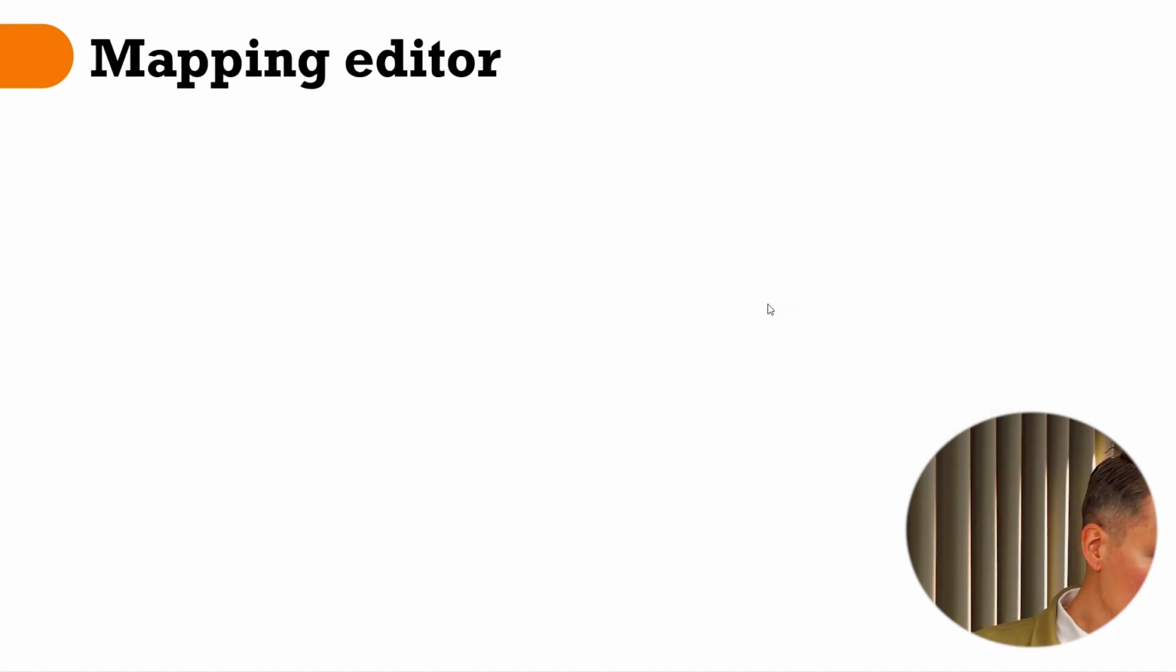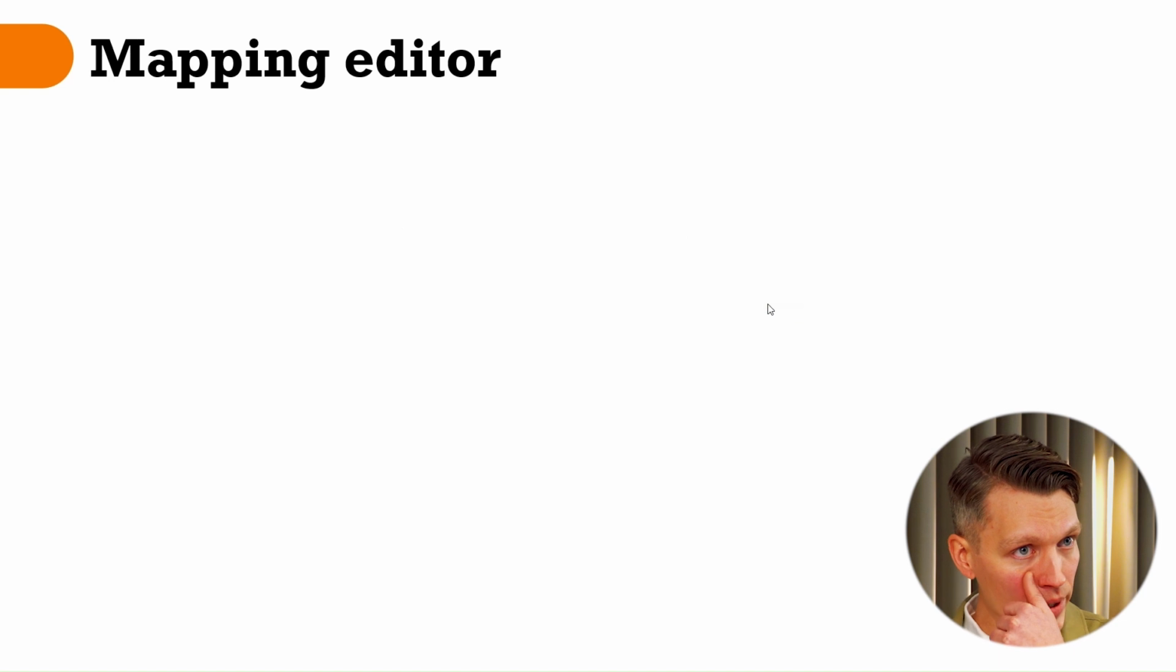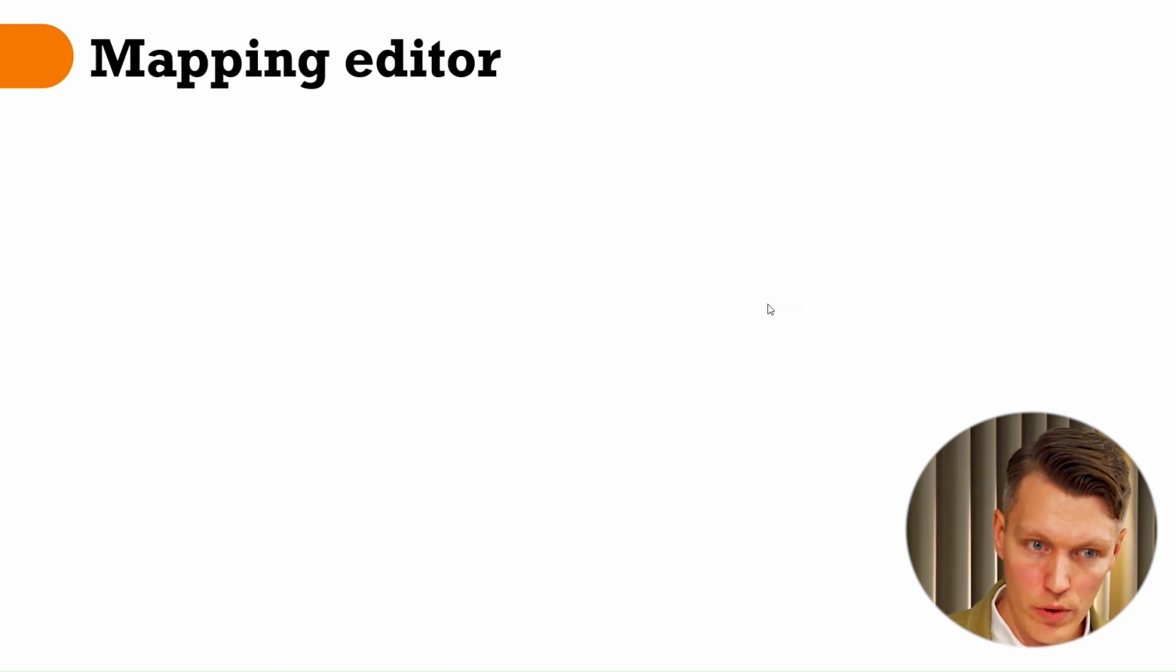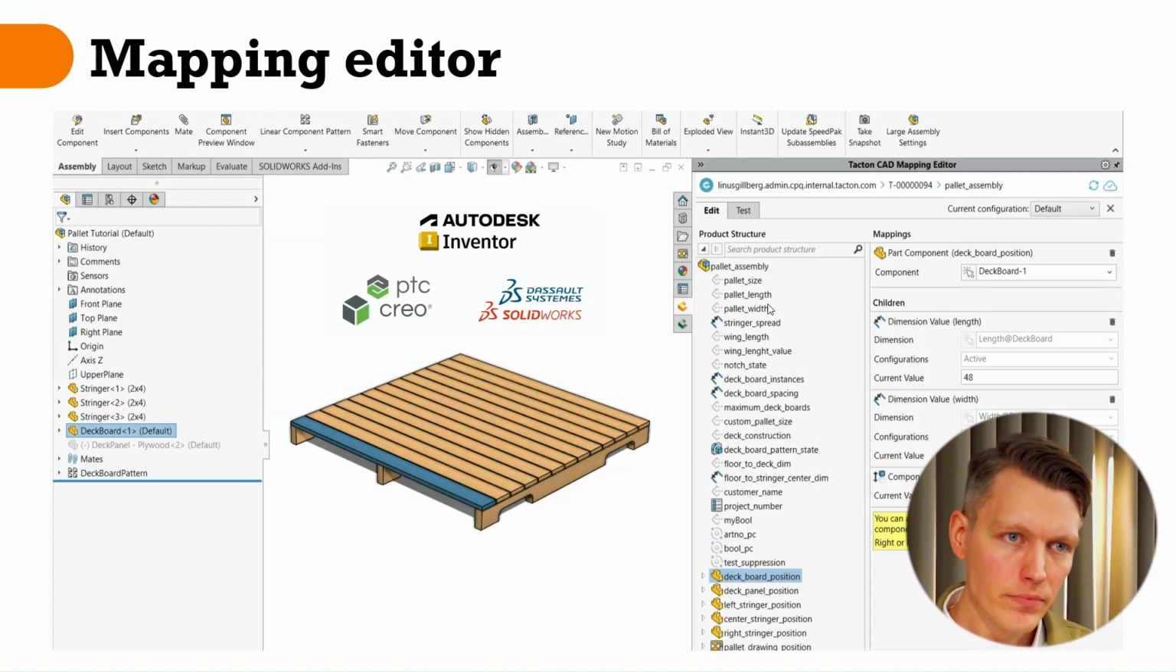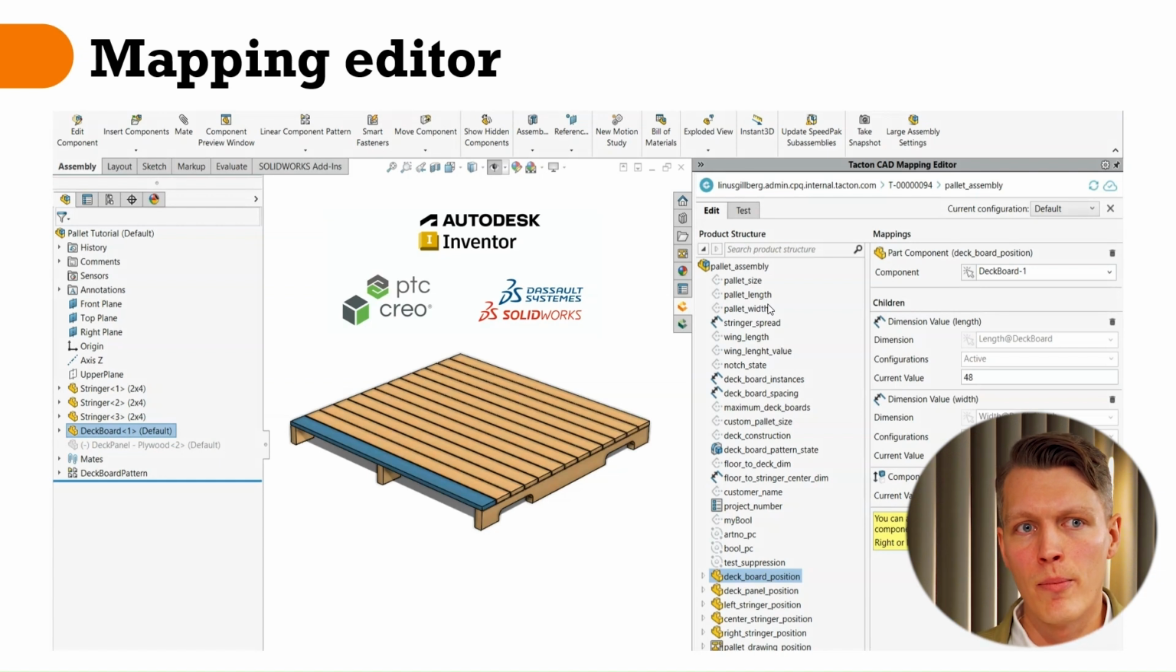And how do we create and maintain these so-called mappings? Well, there is something that we refer to as the mapping editor, and this is actually running inside of your preferred CAD software. So on our right here, we have a big box which actually represents our configuration model. And we can see that we have highlighted the deck board position here, which is actually connected now to the deck board in our CAD part structure to the left.